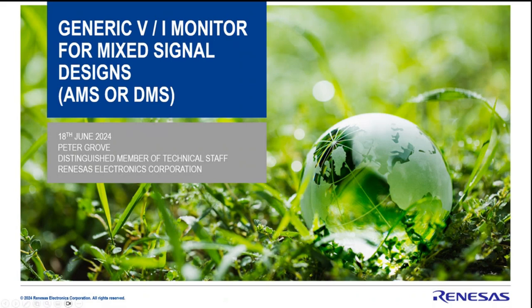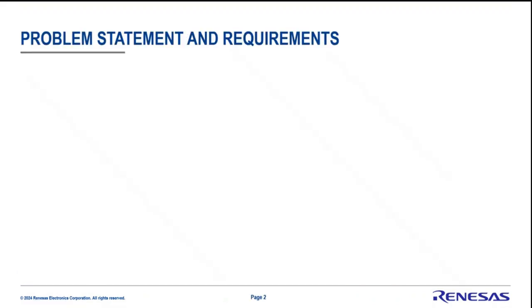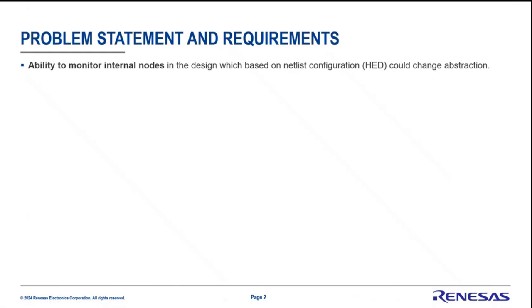So to get started, we're just going to cover the problem statement. The problem we've got in the current mixed signal space is normally you either make something that will work with AMS or you make something work with DMS. And if you change the abstraction of the net that module is connected to, you normally then have to change the module that is connecting to it as well.